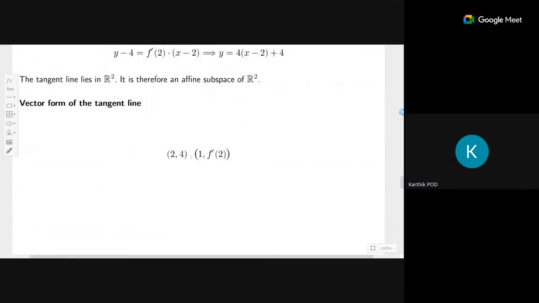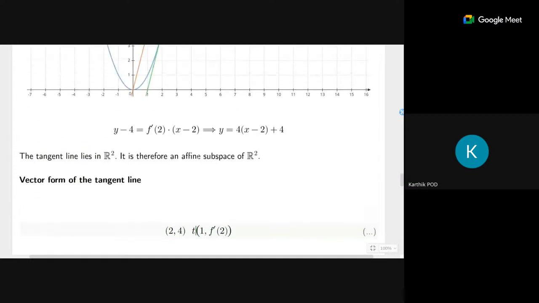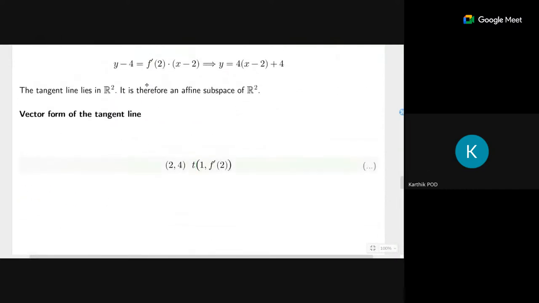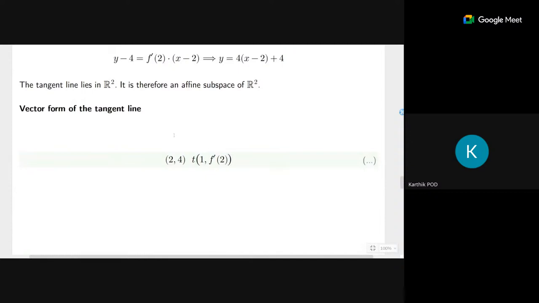Okay, so this is the unit. Now if I multiply this by t, I've just represented a vector on this orange line. So 1, 4, in this case, 1, f prime of 2 is a vector on the orange line. Now if I multiply it by t, what will I end up getting? What will this part represent? The whole line, right? Any point on the orange line will look like this.